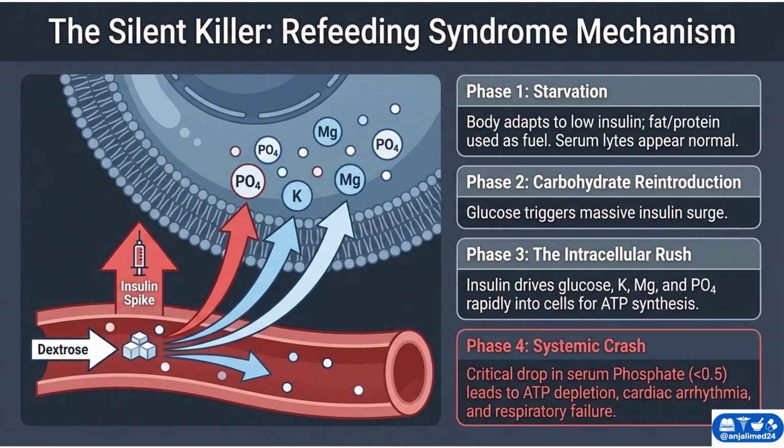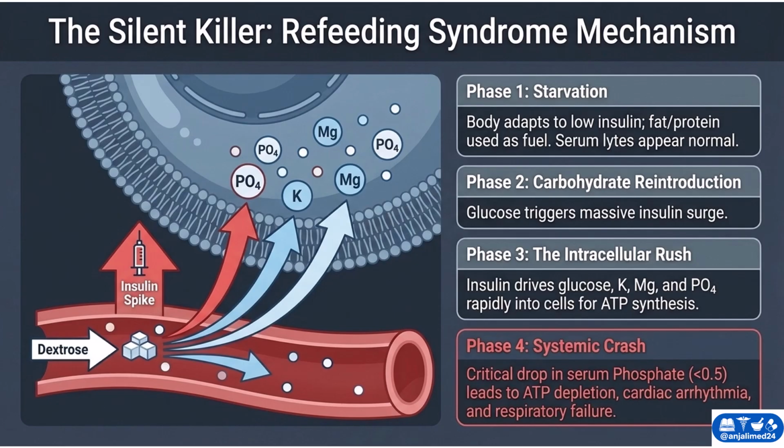Phase 2 begins when carbohydrates such as dextrose and TPN are suddenly reintroduced. This causes a rapid surge in insulin secretion. In phase 3, insulin drives glucose into the cells for energy production. At the same time, phosphate, potassium, and magnesium are rapidly pulled from the bloodstream into the cells to support ATP synthesis and other metabolic processes.